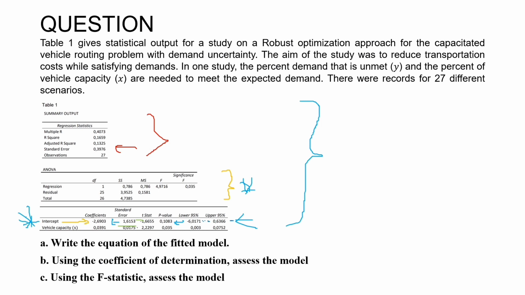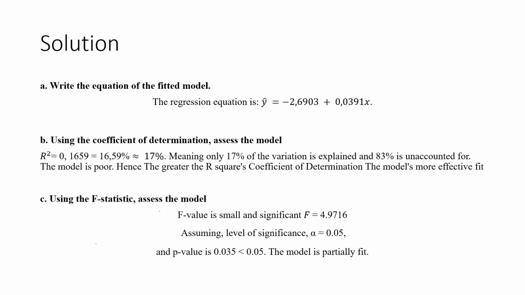Now for our second value, the 0.0391 that you see here represents the vehicle capacity coefficient, stating that for each unit increase in vehicle capacity, the dependent variable, in this case the percent of unmet demand, is estimated to increase by 0.0391. For the second row, our t statistic value is positive 2.297 for the vehicle capacity coefficient, and in this scenario it determines the significance of the coefficient. Hence, a higher absolute t statistic suggests strong evidence of a relationship between the coefficient and the dependent variable. Okay, let us solve the problems.